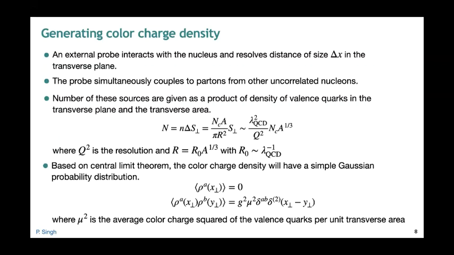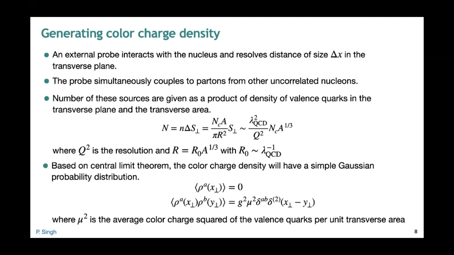Now, let's have an idea of how you think about the color charge densities and how they are generated. Imagine you have an external probe which is probing the nucleus, and this probe will resolve a certain transverse size, let's call it delta x. In the transverse direction, it's probing this delta x size, but in the longitudinal direction, this probe can couple to partons from different nucleons, and these different nucleons are uncorrelated. One can essentially calculate the number of these sources, which are the valence partons, and it is given as the product of the density of the valence quarks, because these are the sources, times the transverse area. So you can write down the number density, and delta S is the size probed by the external probe in the nucleus. This number turns out to be proportional to the atomic mass to the power 1/3. So for a large nucleus, the number of these sources is very large.